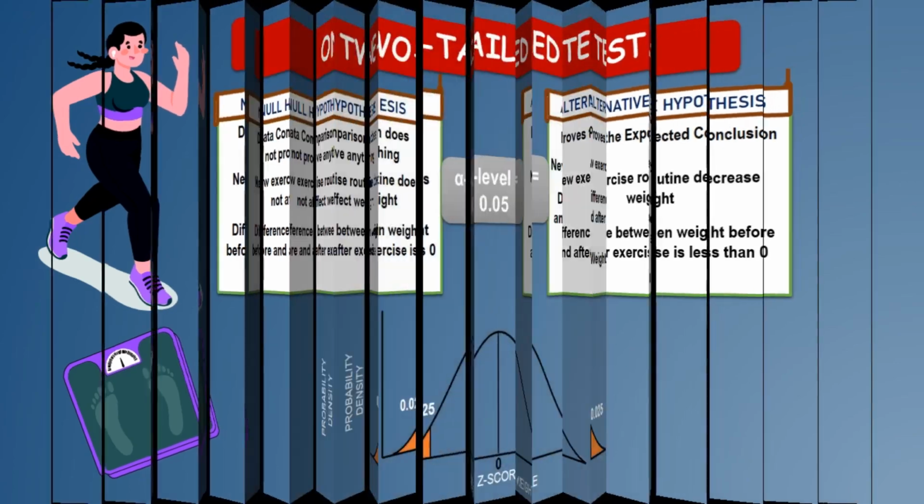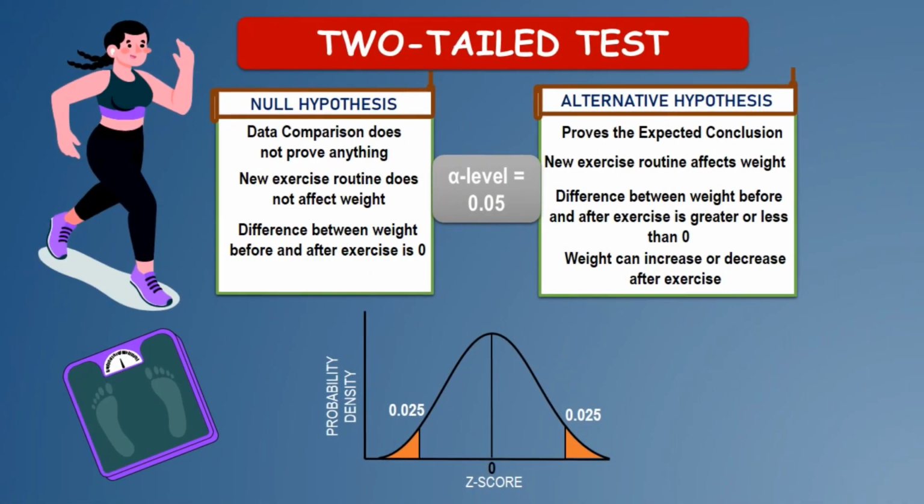Now let's see how that will look in standard normal distribution. Alpha level 0.05, the two-tailed test, means 0.025 probability on each end. Generally, this probability value is obtained when the z-score is either minus 1.96 or 1.96. So, for z-score more than 1.96 or less than minus 1.96, probability will be less than 0.025.